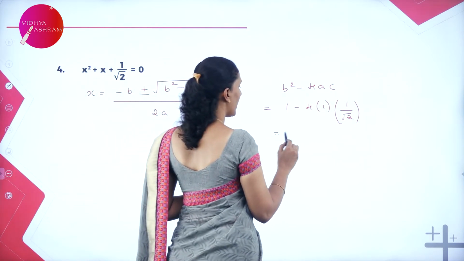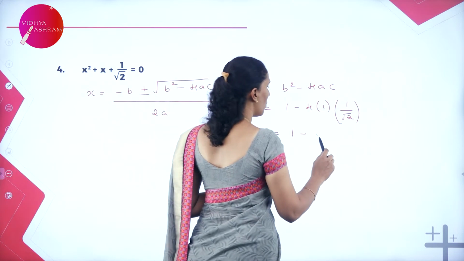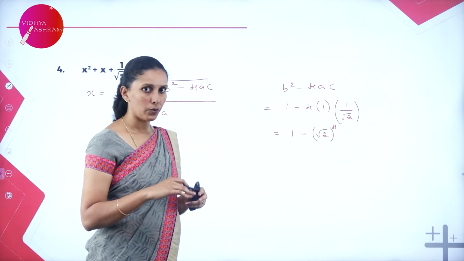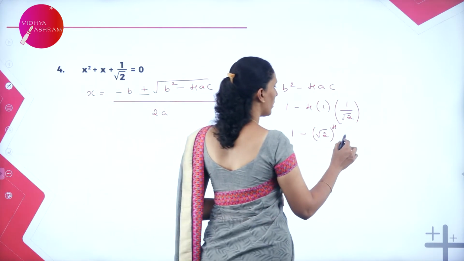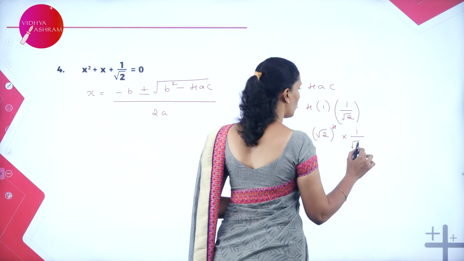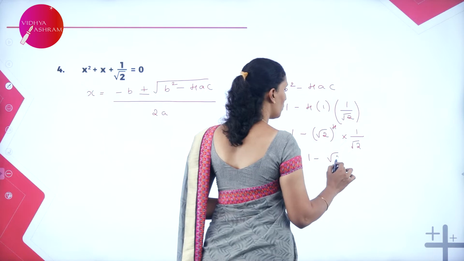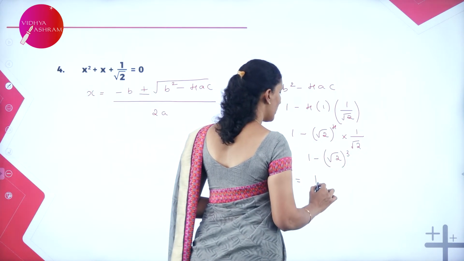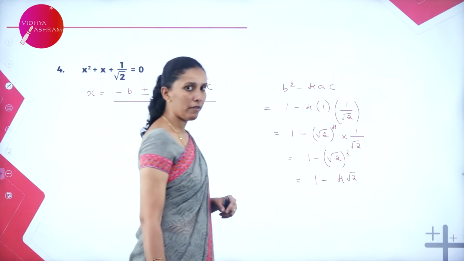So here you will get it as 1 minus 4 can be written as root 2 whole power 4, because 2 square is 4. Again 2 can be written as root 2 whole square. So root 2 whole power 4 into 1 by root 2. Here you will get the value as root 2 whole cube, or you will get the value of 1 minus 4 root 2. So this is the value.